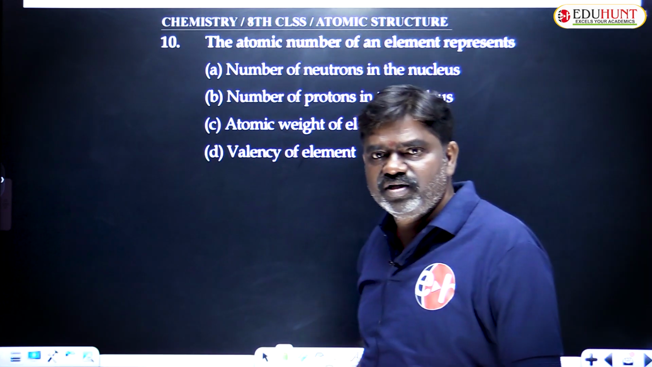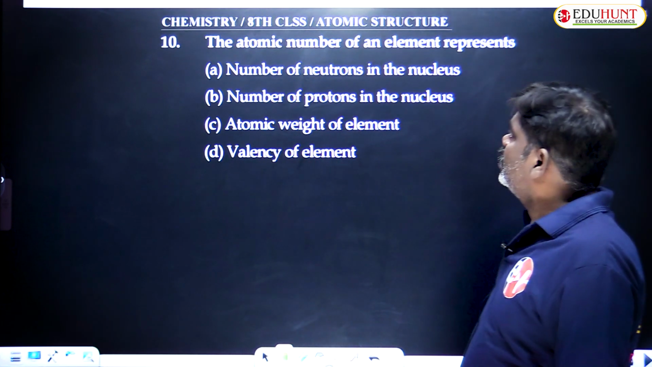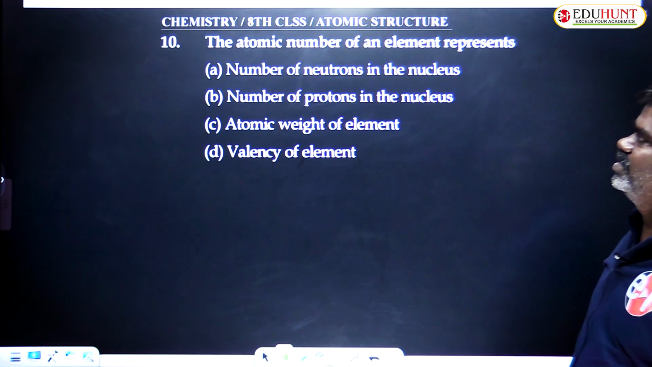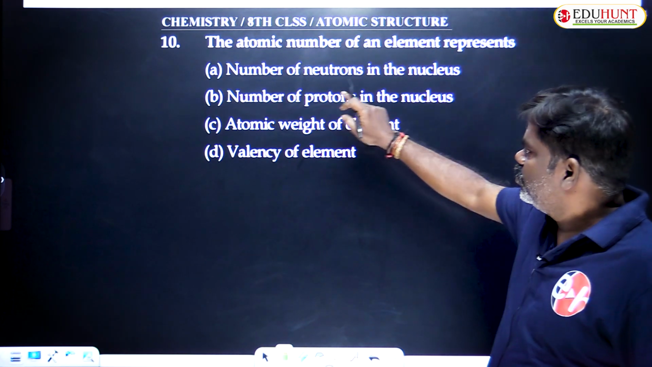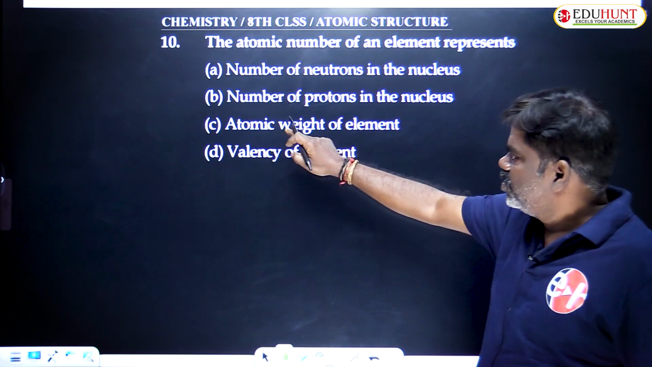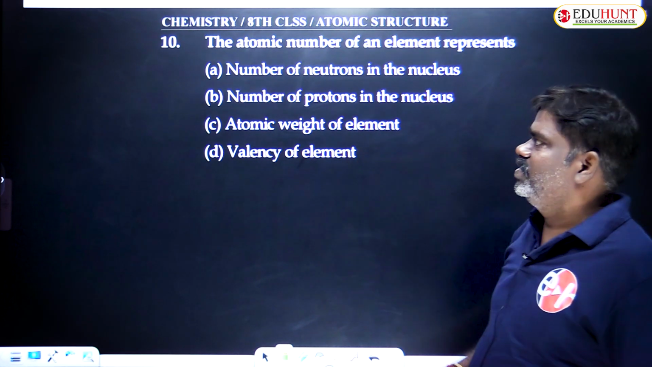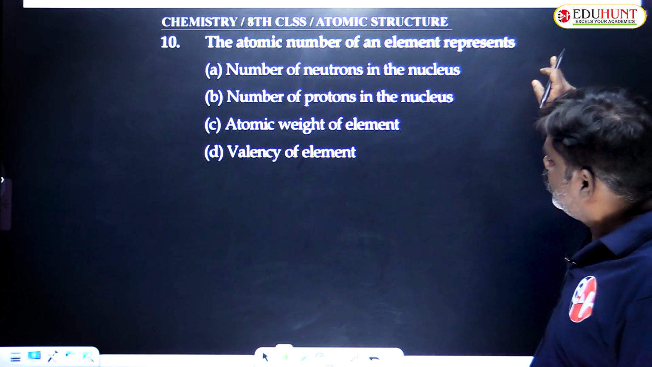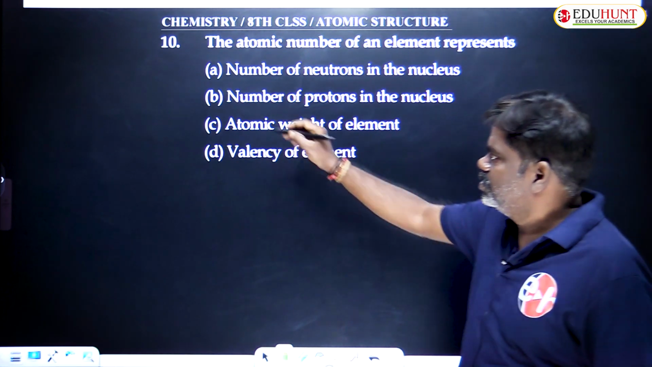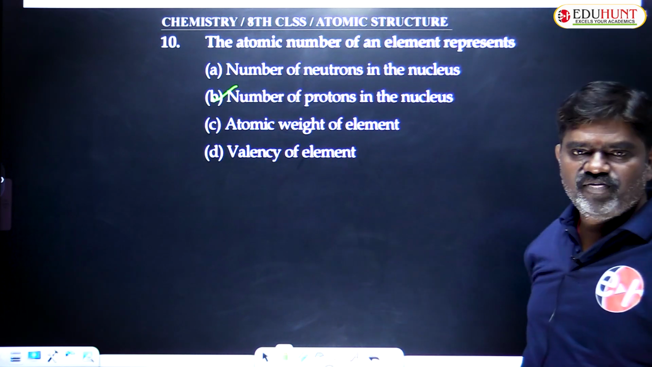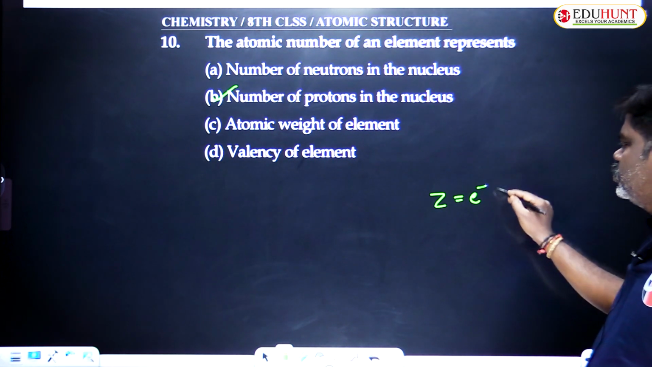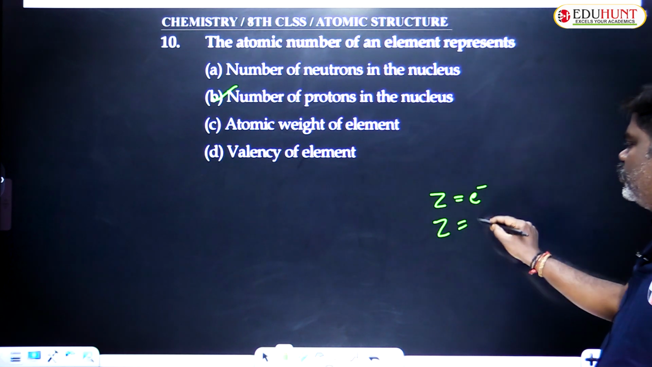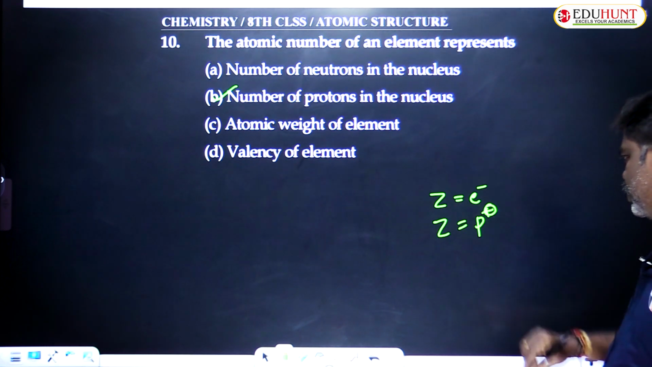Now another question. The atomic number of an element represents: number of neutrons in the nucleus, number of protons in the nucleus, atomic weight of the element, or valency of the element. The atomic number of an element always represents the number of protons, because atomic number is equal to the number of electrons, and also equal to the number of protons of an atom.